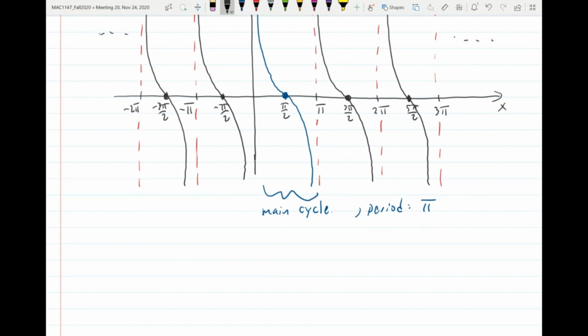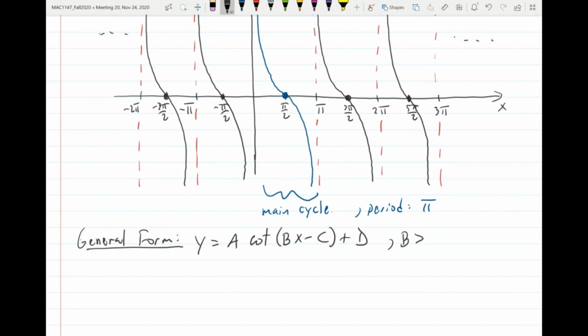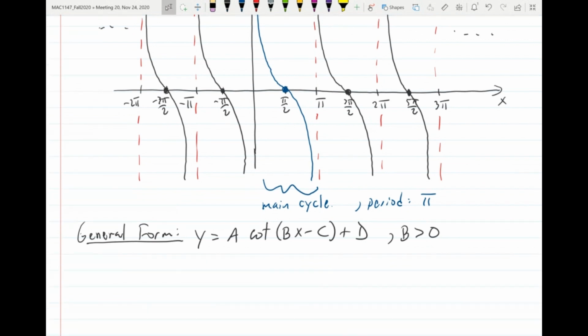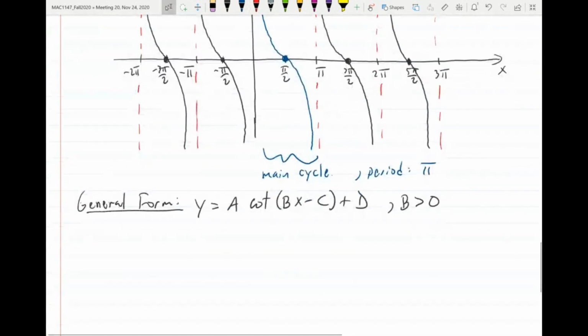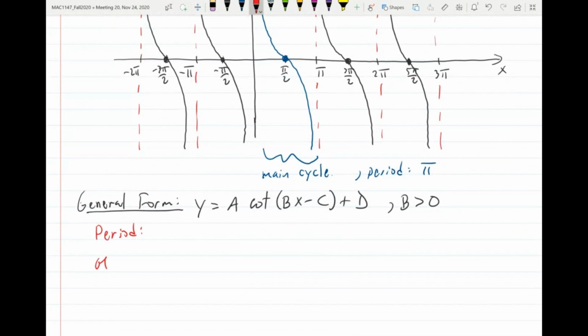So let me give you the general formula. So the general form for cotangent is A cotangent of bx minus c plus d, where b is positive. Again, here there is no notion of amplitude for cotangent because the range is from negative infinity to positive infinity. And then we have formulas for period, midline, and phase shift. And then the period is going to be pi over b, just like for tangent. Here y equals d, and phase shift c over b, the same as before.